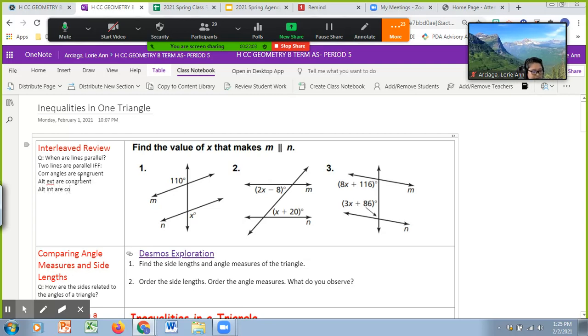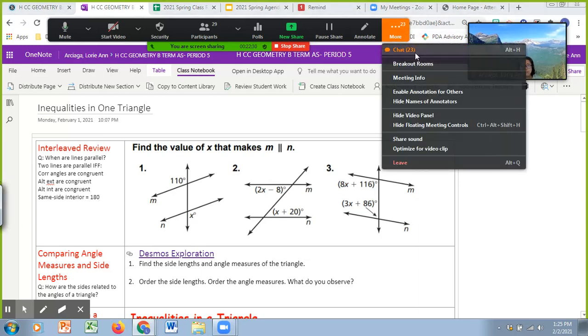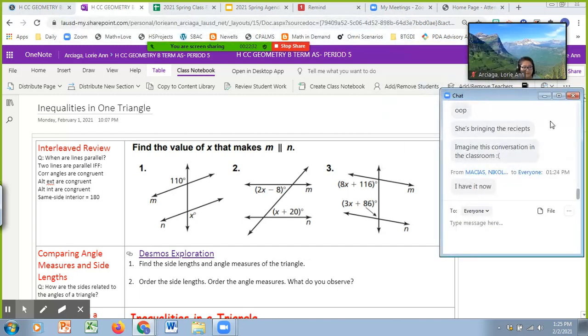Alternate interior must be congruent. Same side interior equals 180. Okay, is that cool? So we don't have to type the whole thing. Alright. Okay, so what's your answer to number one? And I'm sorry if I don't see some. If it's a DM, I think it doesn't show on the other device. Okay.